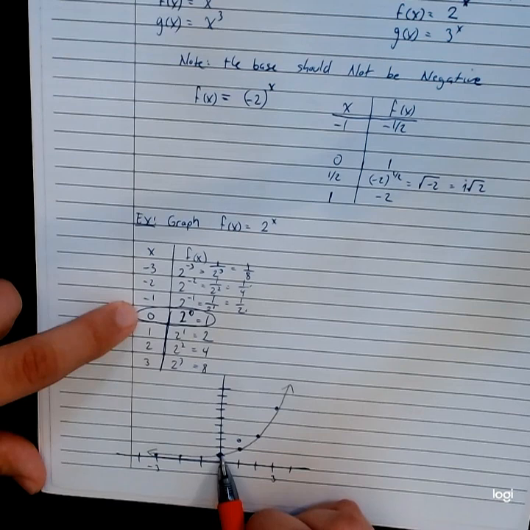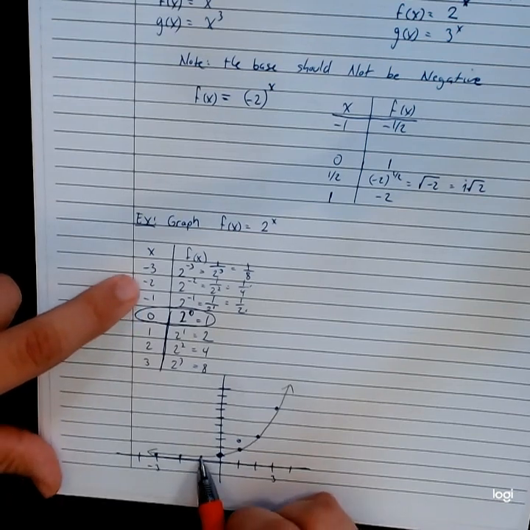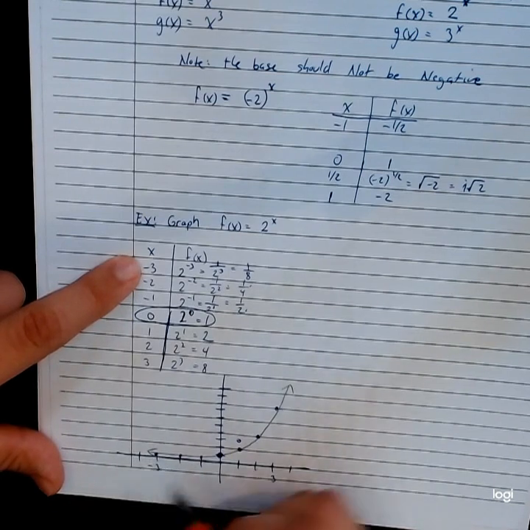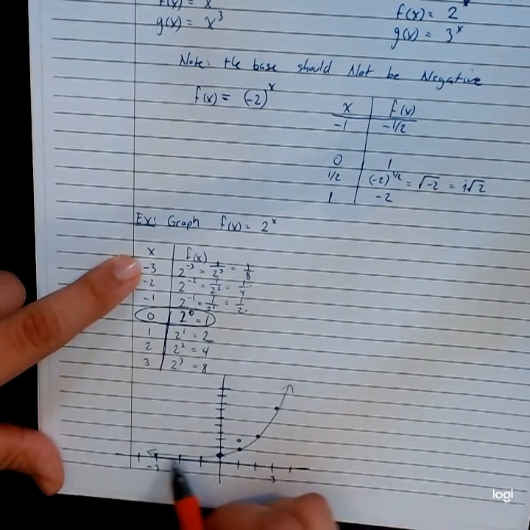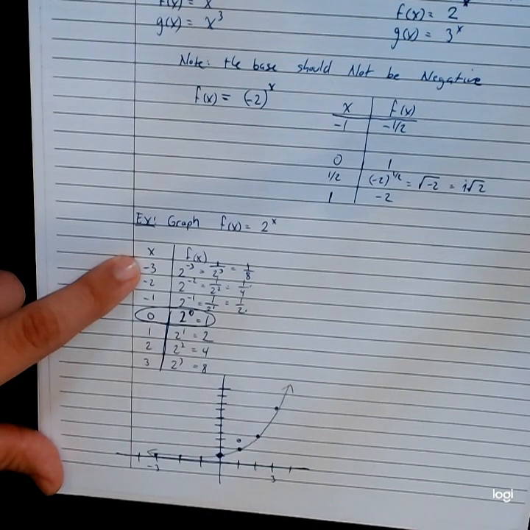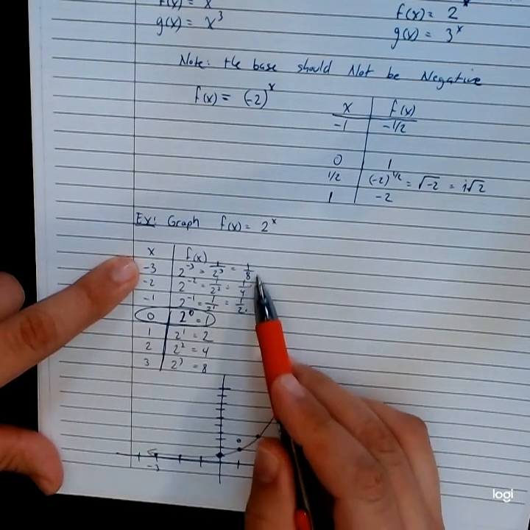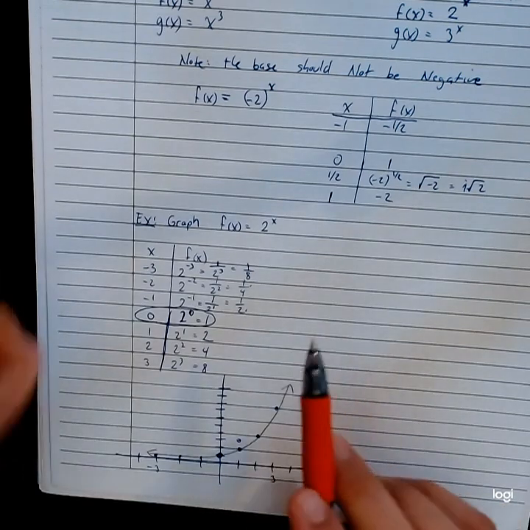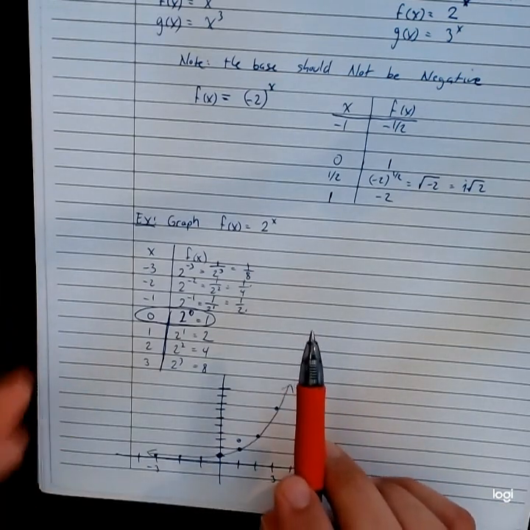Half of that is 1. Half of that is a half. Half of a half is a quarter. Half of a quarter is an eighth. So notice, every time I take a step to the left, my graph gets half as tall. But notice, if I take half of 1/8, that'll be 1/16. And if I take half of that, that'll be 1 over 32. And no matter how small it gets, there's always going to be a little something left.